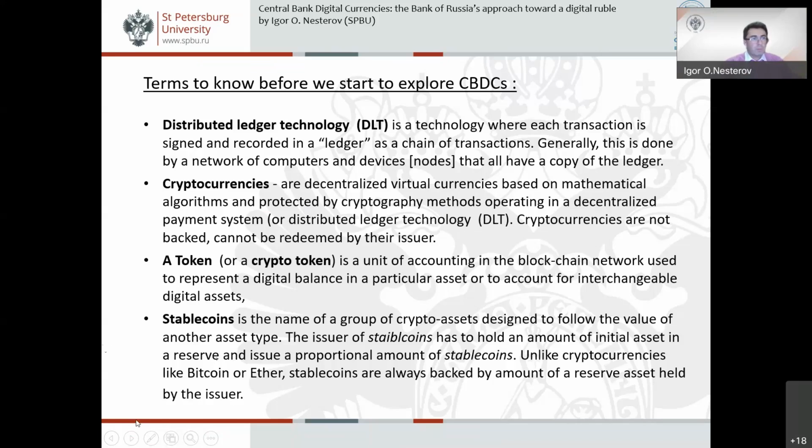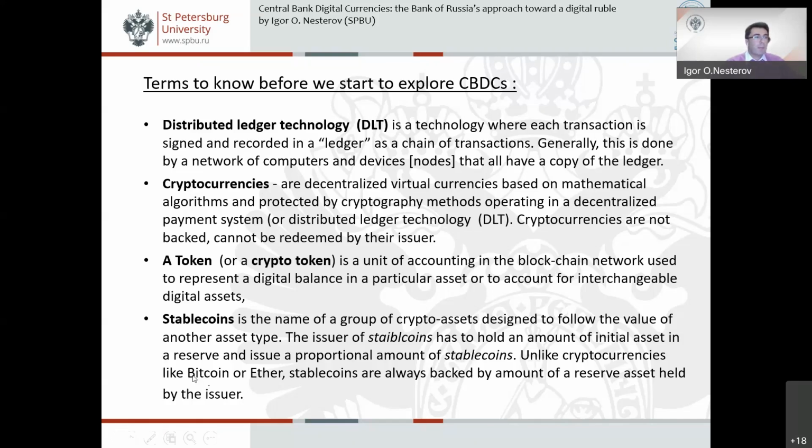So that is in short about distributed ledger technology. It's quite a popular technology, quite known due to crypto assets and especially cryptocurrencies like Bitcoin and other examples of cryptocurrencies. Now we can move to the definition of cryptocurrencies. What are cryptocurrencies?